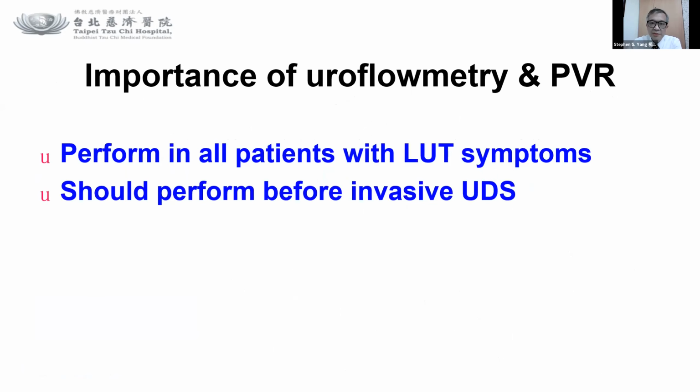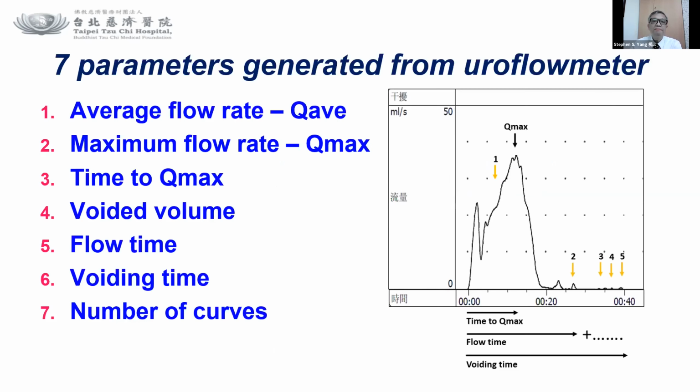The importance of uroflowmetry and PVR is that we have to perform them in all patients with low urinary tract symptoms, and we should perform them before invasive urodynamic studies. When we do uroflowmetry, you can get 7 parameters generated from the uroflowmeter: average flow rate, maximum flow rate, time to Qmax, voiding volume, flow time, voiding time, and the number of curves. For example, this is curve 1, curve 2, curve 3, curve 4, and 5.